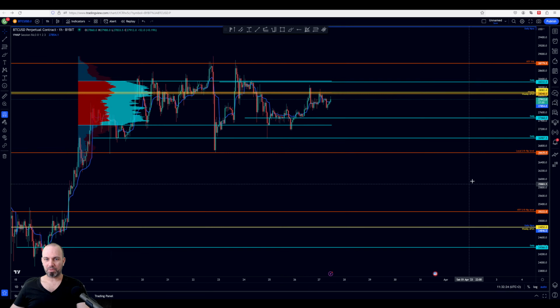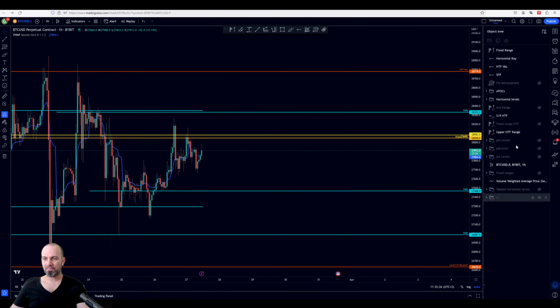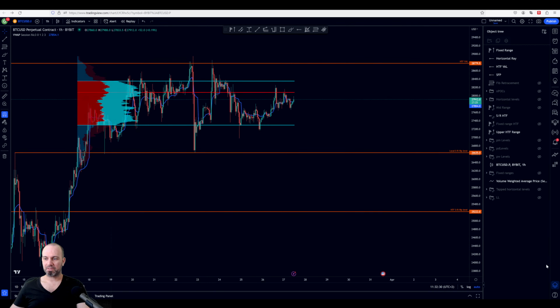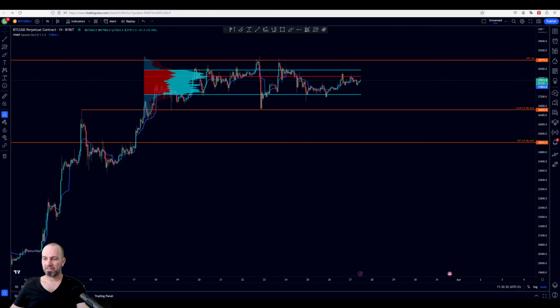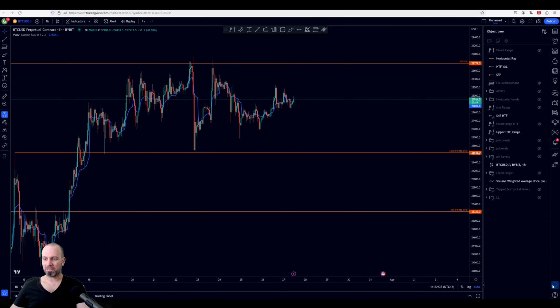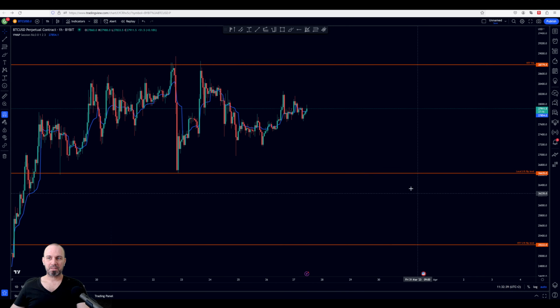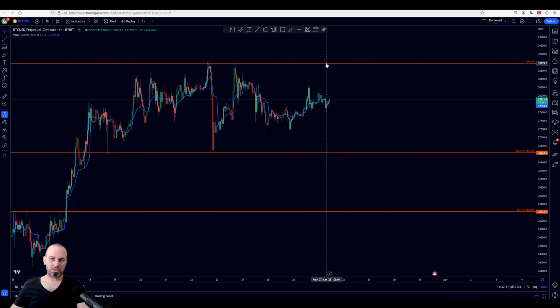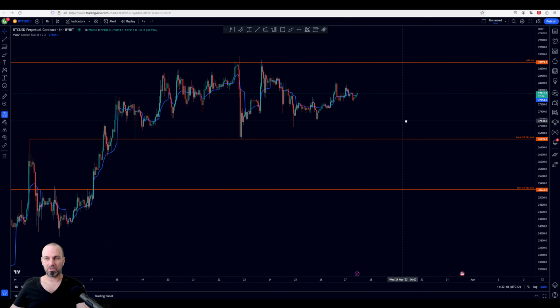So to recap this and to make it very, very clear for everyone, let's hide this range. So high time frame levels, we do have the value area low acting as resistance, and this level should act as support, 25,222.